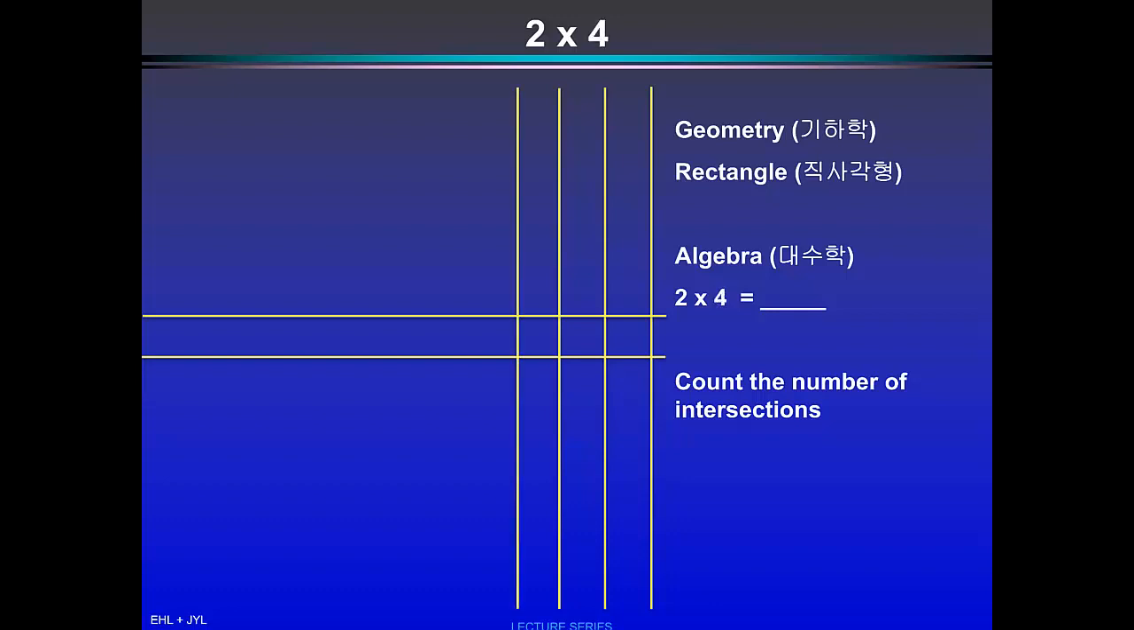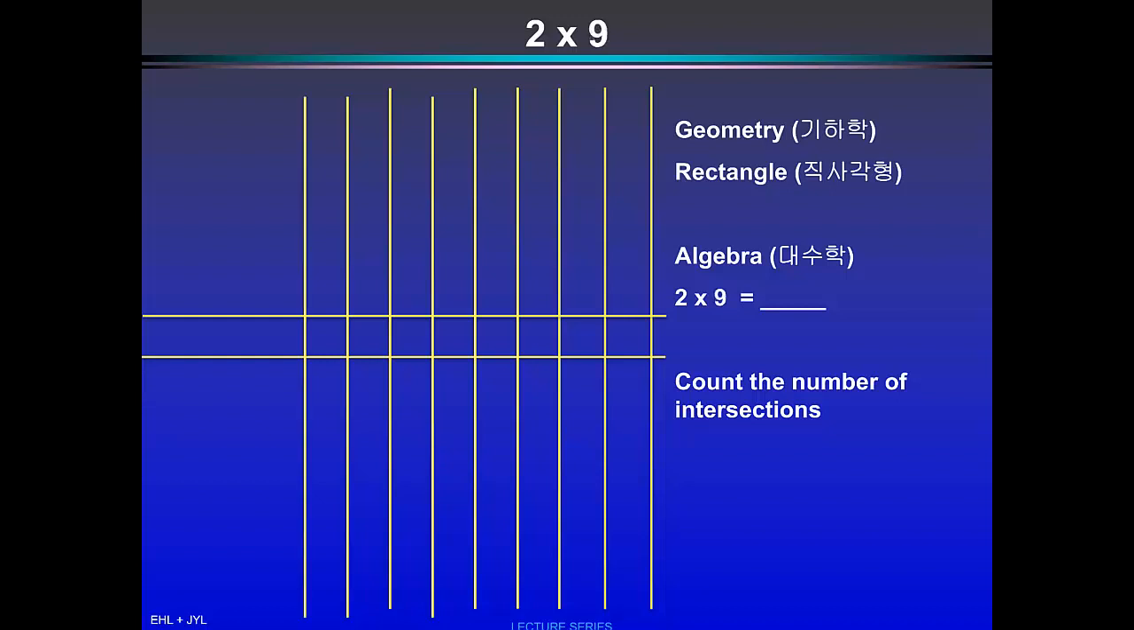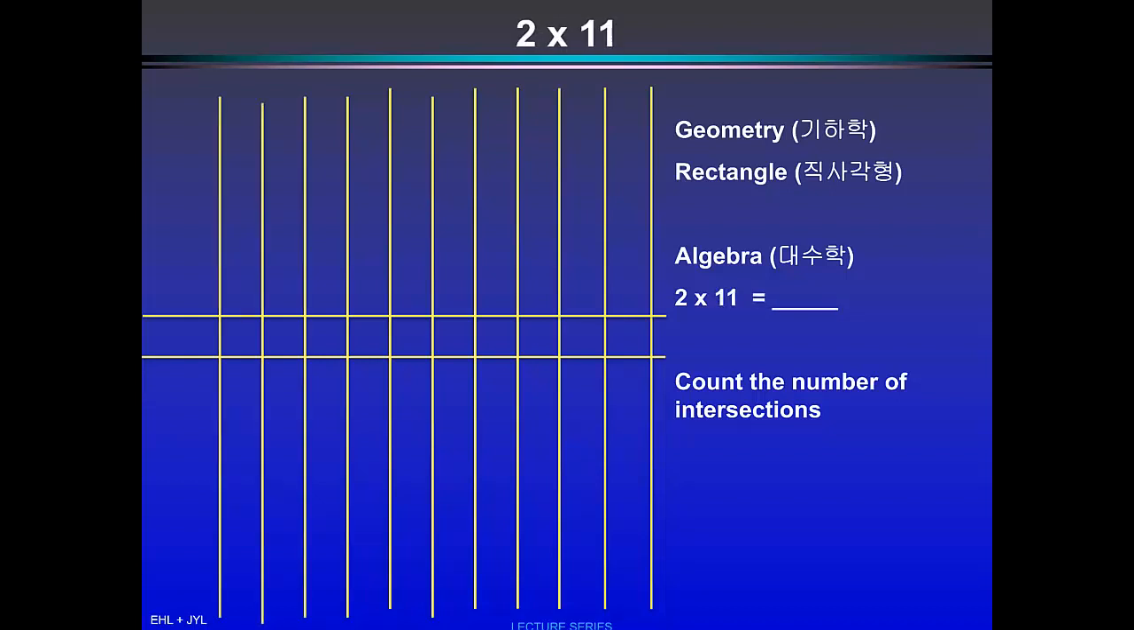This is 2 times 4 is 8. 2 times 5 is 10. 2 times 6 is 12. 2 times 7 is 14. 2 times 8 is 16. 2 times 9 is 18. 2 times 10 is 20. 2 times 11 is 22. And 2 times 12 is 24.